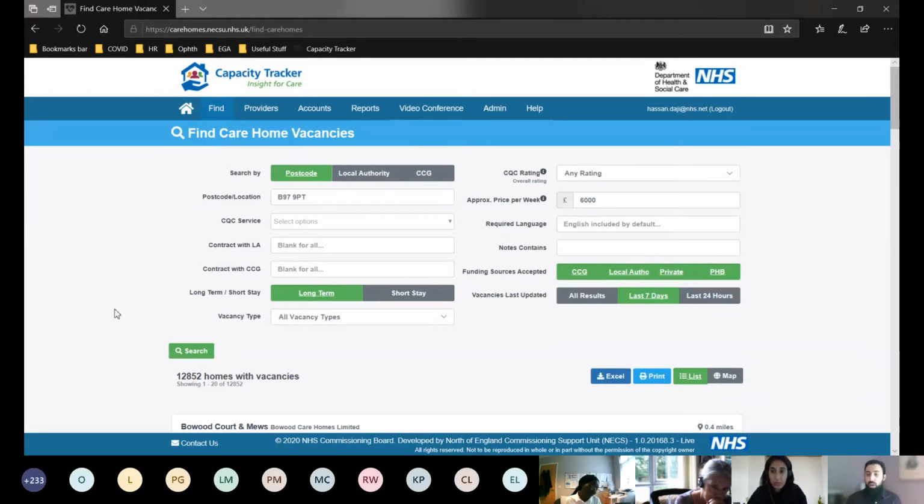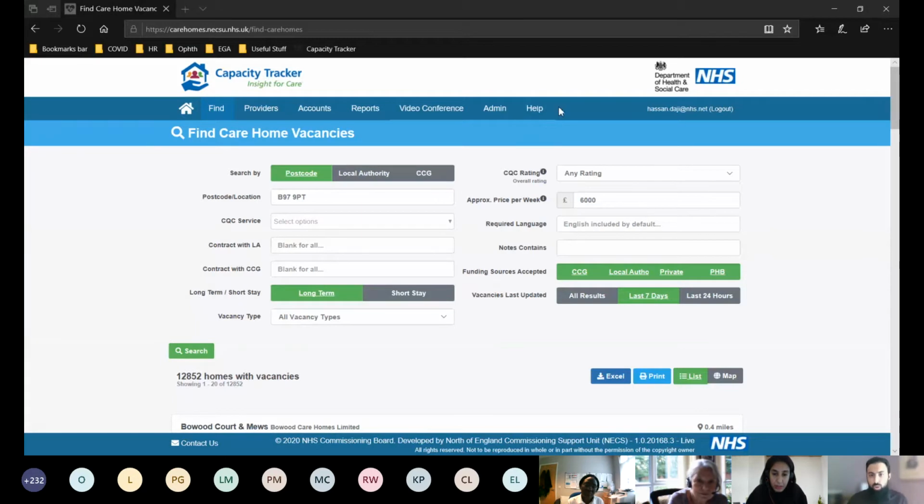This will be used, and we are getting into contact with acute trusts across the country for them to use this capacity tracker. I'll just complete, Sanjit, and then we'll stop for question and answers, if that's okay.